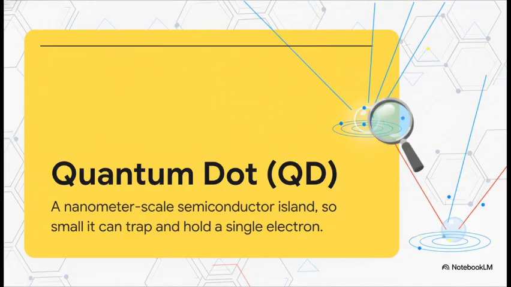So what is a quantum dot? Well, it's this tiny little island made of semiconductor material. And when I say tiny, I mean it's on a nanometer scale. It's so small that it actually starts to act like an artificial atom. Its unique structure creates this kind of energy well that's just the right size to trap and hold one and only one electron. It perfectly isolates it for us so we can finally start working with it.